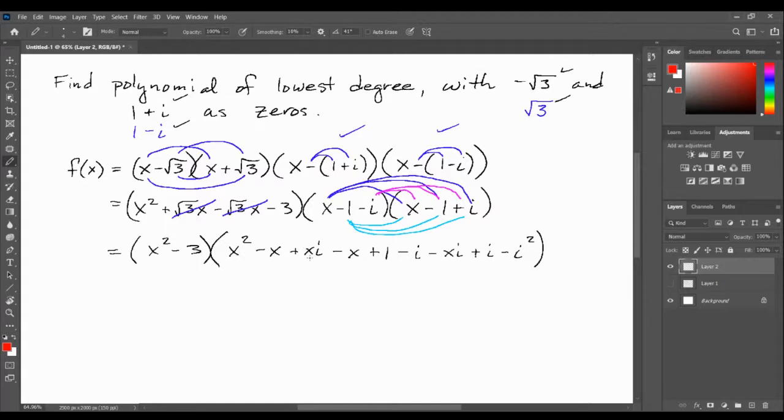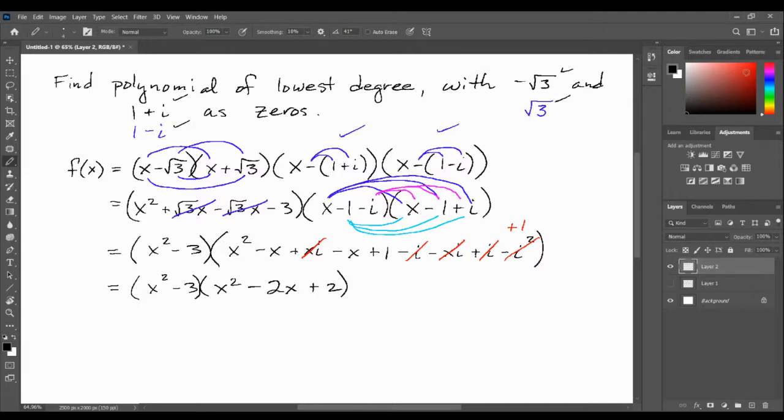Do I have things that cancel? I've got a plus xi and a minus xi. I've got minus I and plus I, so those will cancel. I squared is negative 1, so I've got minus a negative 1. So this is really plus 1. All right, so let's simplify things as much as we can. X squared minus 3 times x squared. Minus x is minus 2x. Plus 1 is plus 2. So now the I terms are gone, and I've simplified the first one.